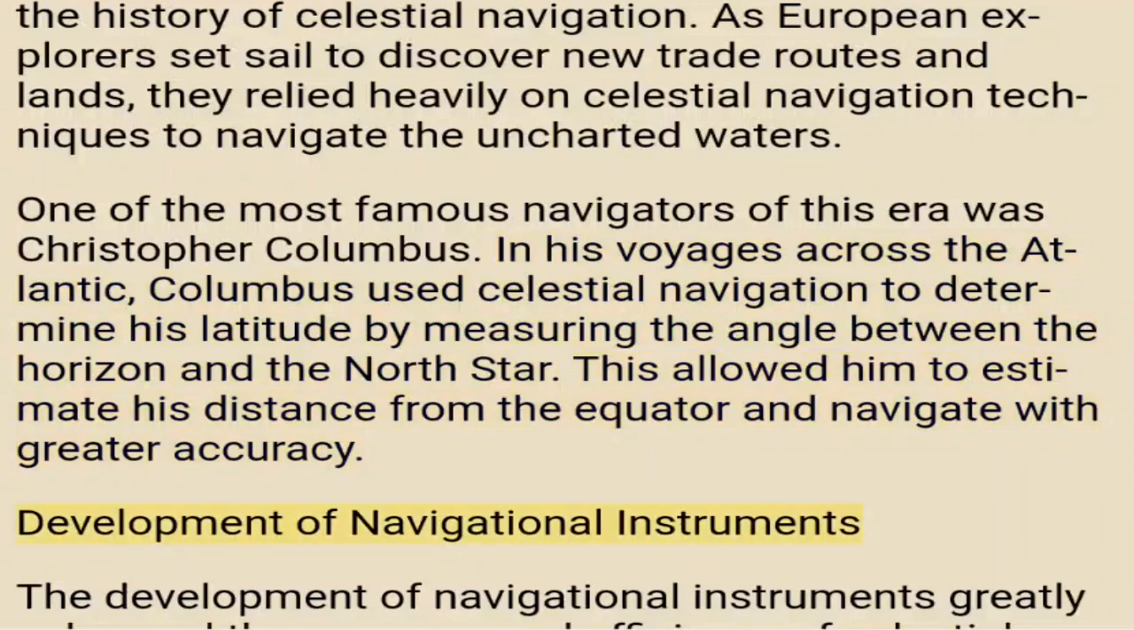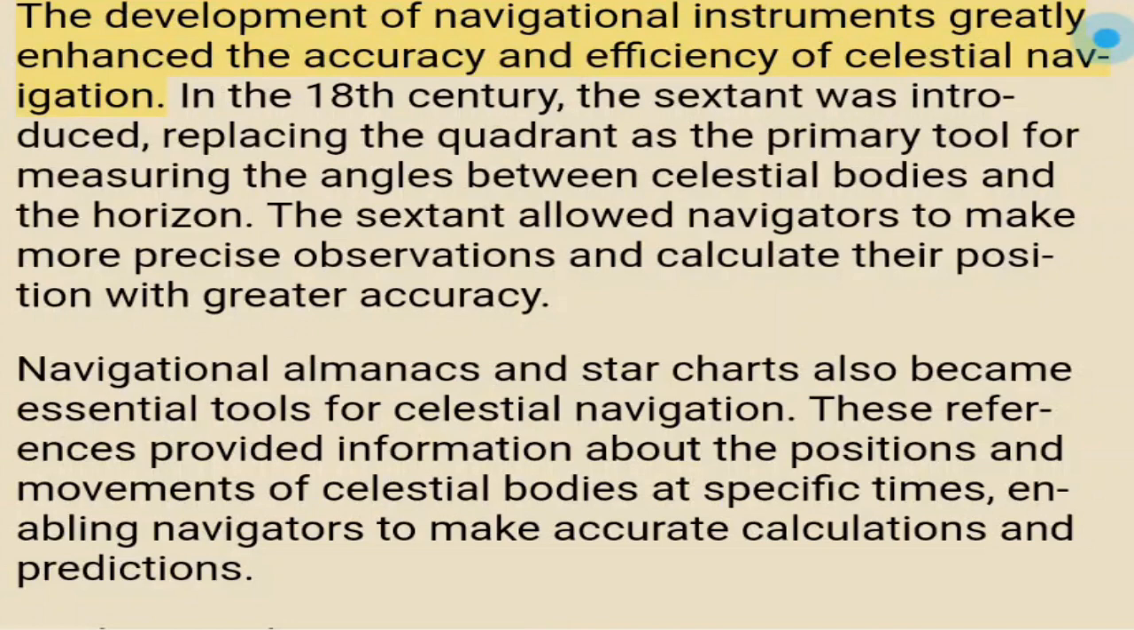Development of navigational instruments. The development of navigational instruments greatly enhanced the accuracy and efficiency of celestial navigation. In the 18th century, the sextant was introduced, replacing the quadrant as the primary tool for measuring the angles between celestial bodies and the horizon. The sextant allowed navigators to make more precise observations and calculate their position with greater accuracy.